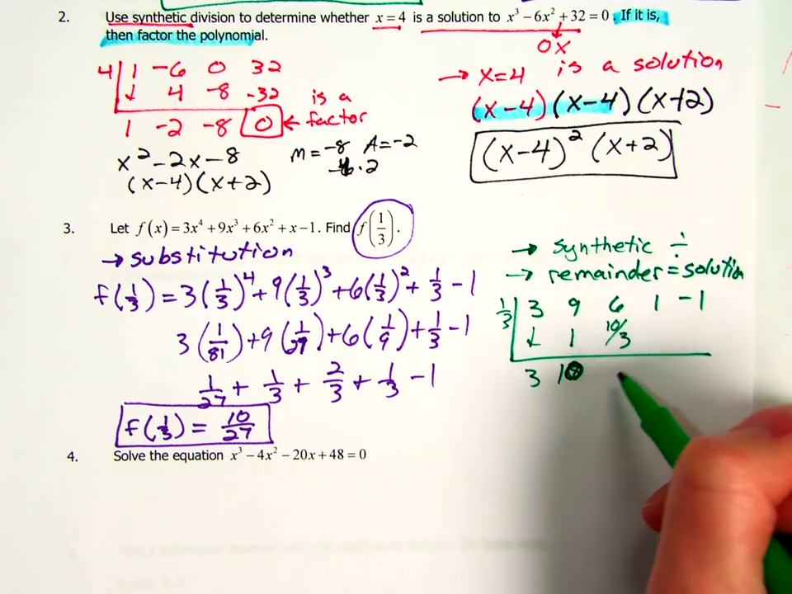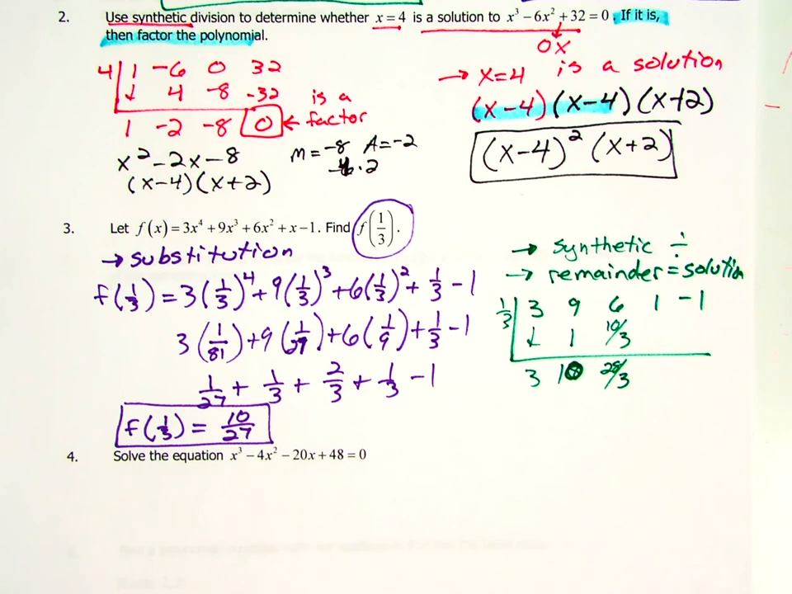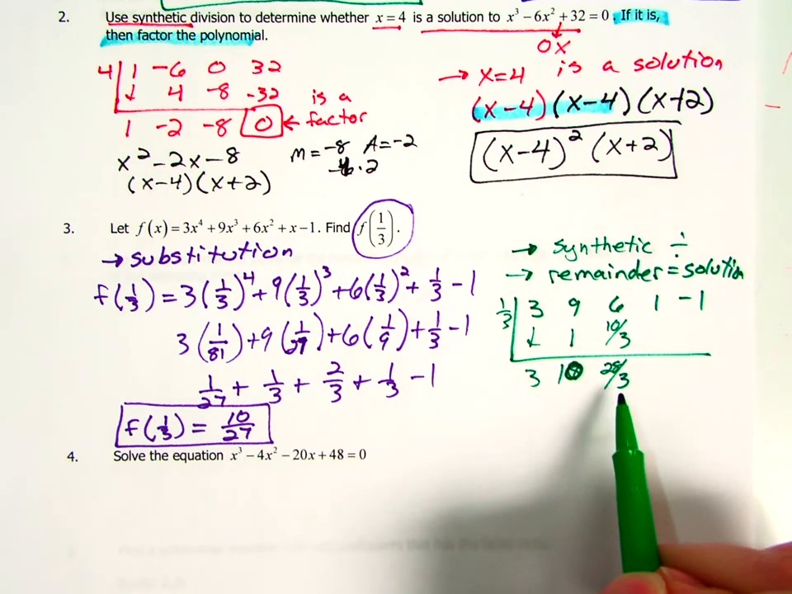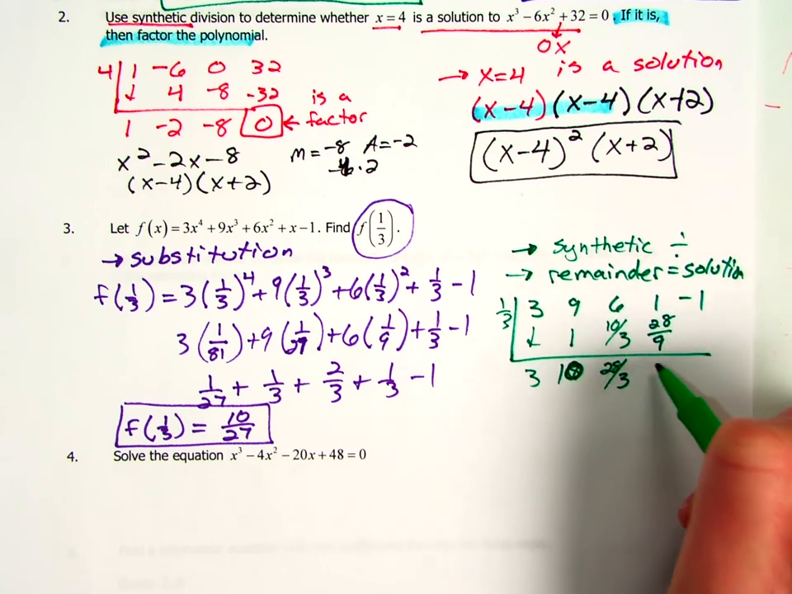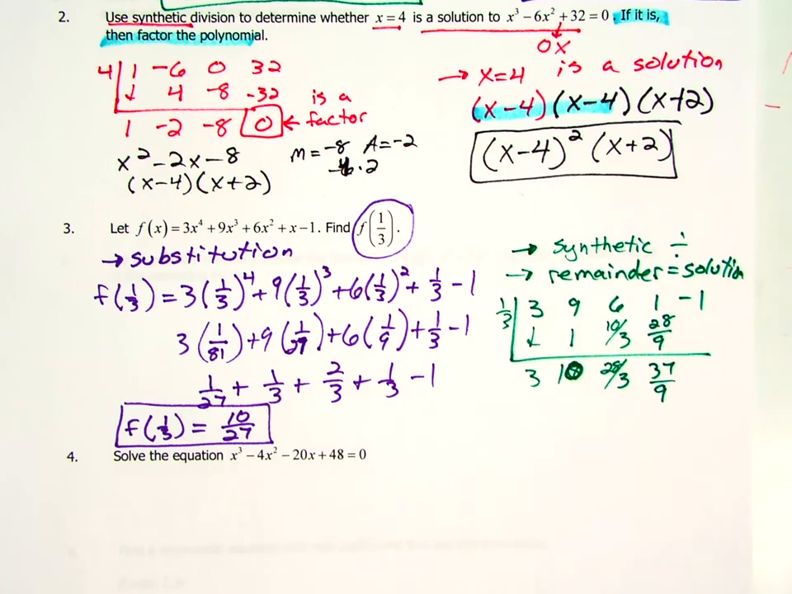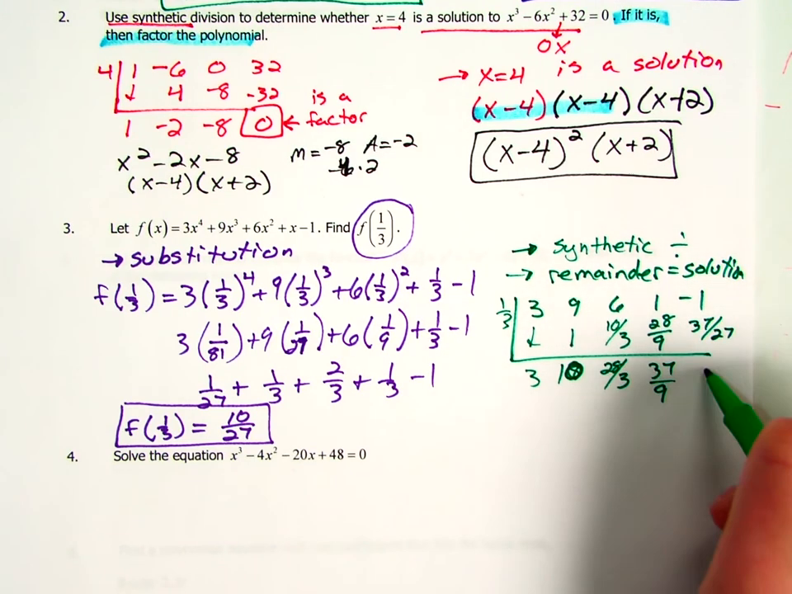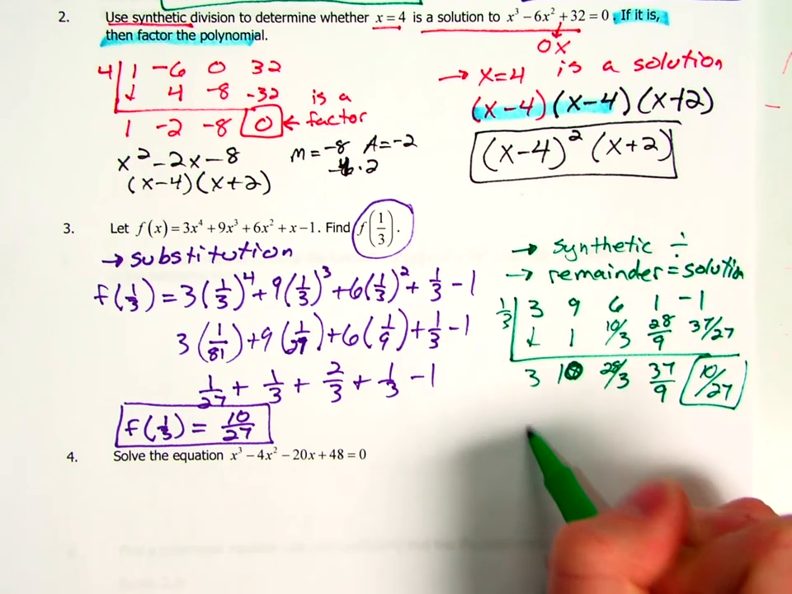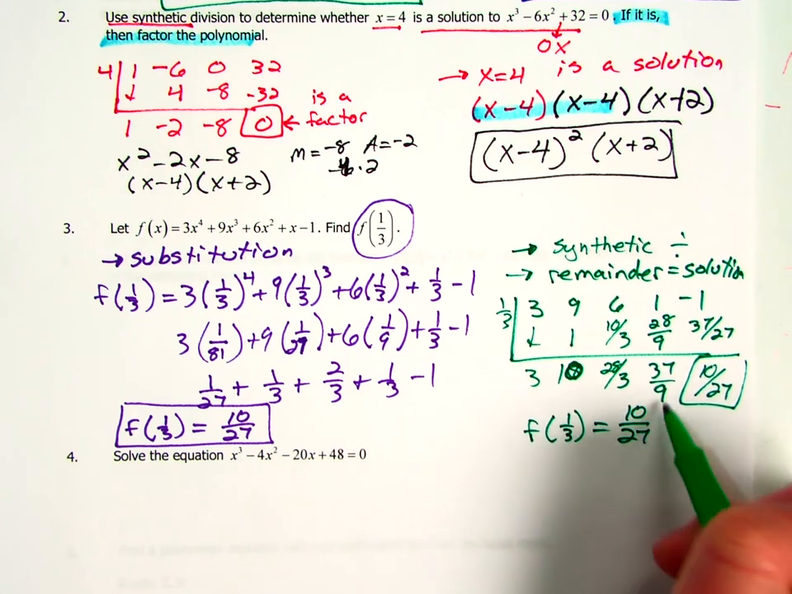6 plus 10/3 would be 28/3. And this one you can't use decimals on, otherwise you're going to lose the exactness of your answer. 1/3 times 28/3 would be 28/9. 28/9 plus 1 is 37/9. 1/3 of that would be 37/27. And then negative 1 plus 37/27 is 10/27. So again, my solution for f of 1/3 is 10 over 27.